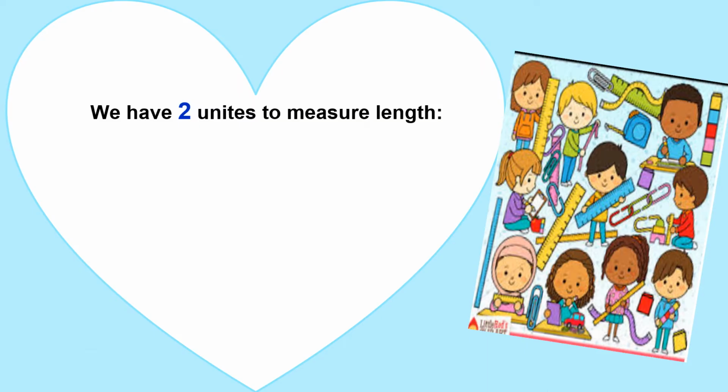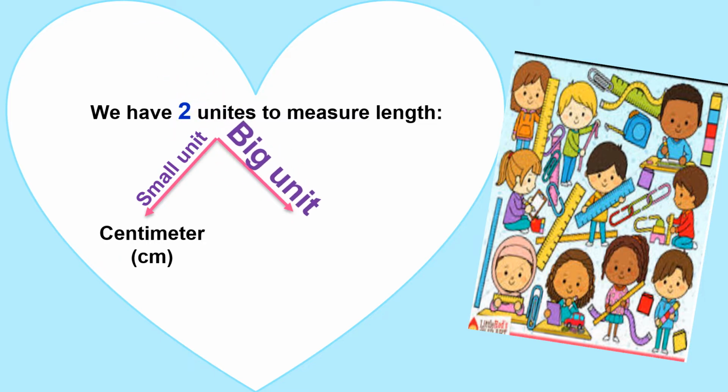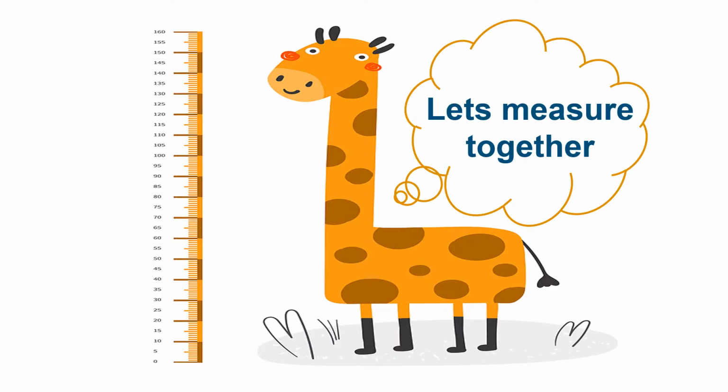We have two units to measure length. The small unit we call centimeter, and its abbreviation is cm. And we have a big unit we call meter, and its abbreviation is m. Let's measure together.